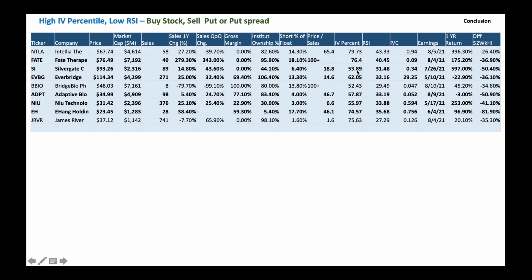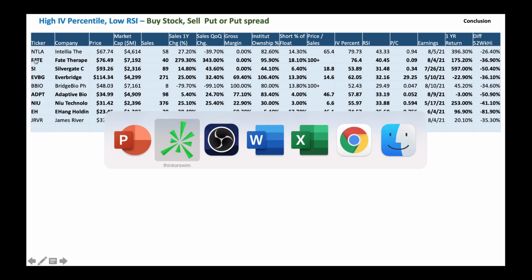Silvergate, the IV percentile is a little low. Everbridge, Adaptec, EHang. EHang is another stock that might bounce off. Let's look at EHang. Let's see, new 55. Fate Therapeutics also could be okay. $76 stock. Let's look at Fate.